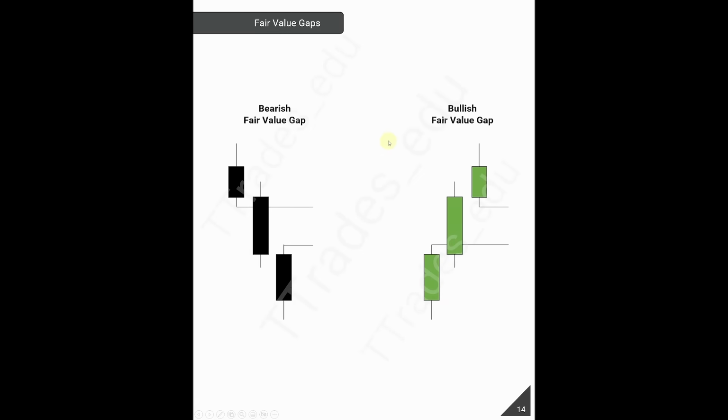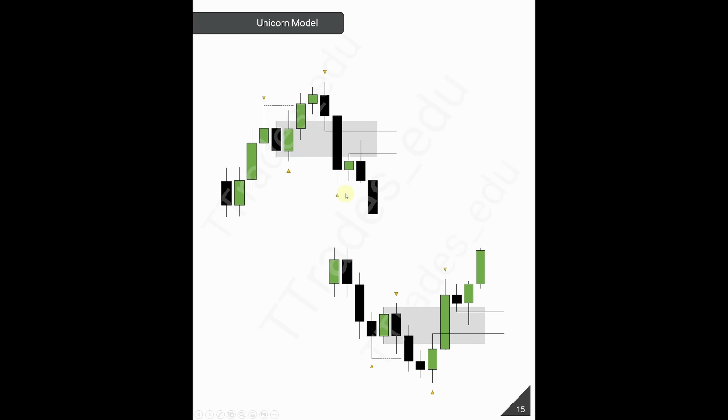Now, one thing that is important with breaker blocks is I want to see displacement paired with them. So for example, I want to see a fair value gap overlapping with them. And that is what forms the unicorn model. The unicorn model is where we have a bearish breaker block aligned with a bearish fair value gap. A bullish unicorn model is when we have a bullish breaker overlapping with a bullish fair value gap.